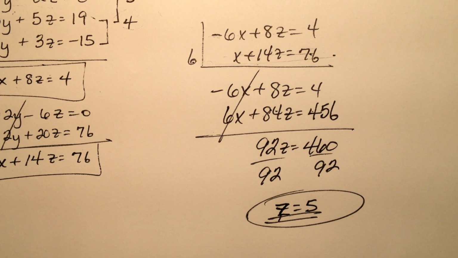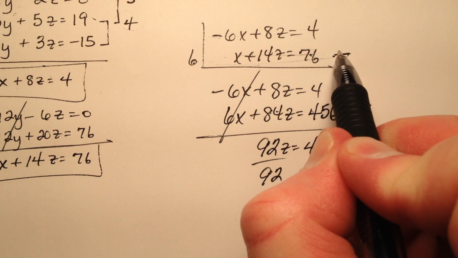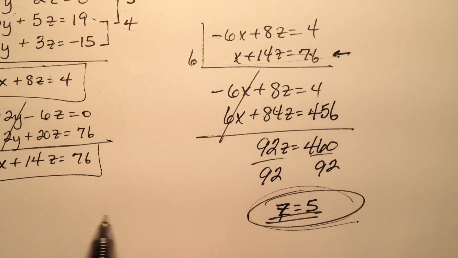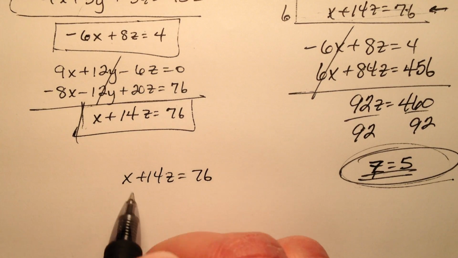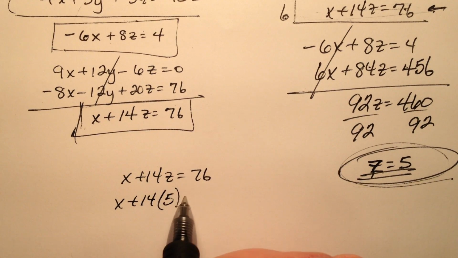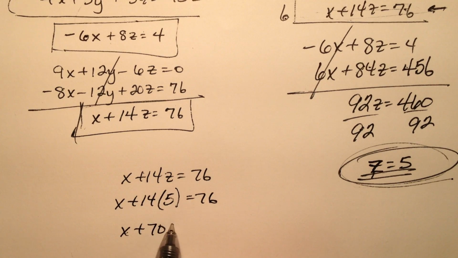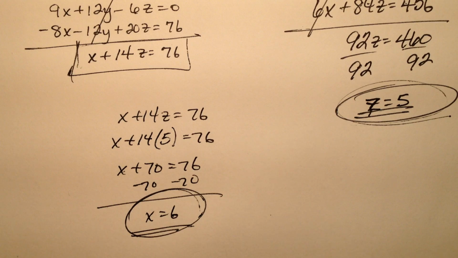Okay, so once I now have the value for one of my variables, I'm going to go ahead and start working backwards and plugging that in to find all the other values of the variables. So where would be a good place to plug this in? Well, it looks like this equation right there, so I'm going to solve for x. So let's write it down here. x plus 14z equals 76. x plus 14, and I know the value for z is 5. So this is going to be x plus 70 equals 76. So when I subtract 70 from both sides, x is going to be 6.